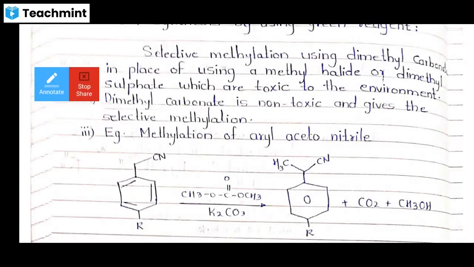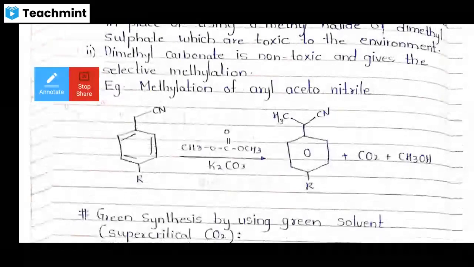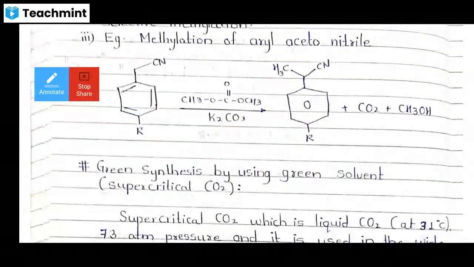So there are a number of ways to perform methylation reactions, but these methods have some hazardous effects, so we use the green methods. In that we use dimethyl carbonate along with the base potassium carbonate, which is non-toxic and gives selective methylation. So for example, methylation of aryl acetonitrile. Aryl acetonitrile, so we will get the product. Along with that, we will get carbon dioxide and the alcohol. So this is the green method.